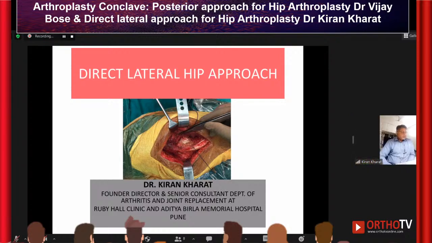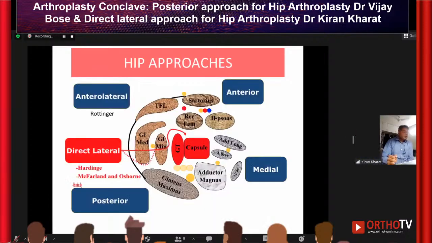I think we have discussed the posterior approach, and it's time to look at the direct lateral approach. This approach goes through the gluteus medius and minimus and over the greater trochanter, and then you access the capsule. The Americans tend to confuse it by calling it the anterolateral approach, but the true anterolateral approach is called the Watson-Jones approach, which goes between the tensor fascia lata and the gluteus medius.